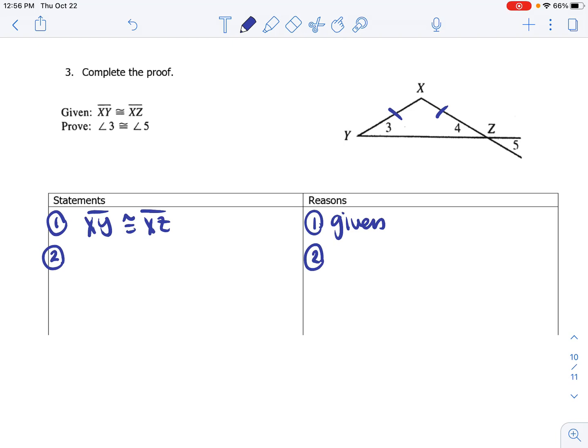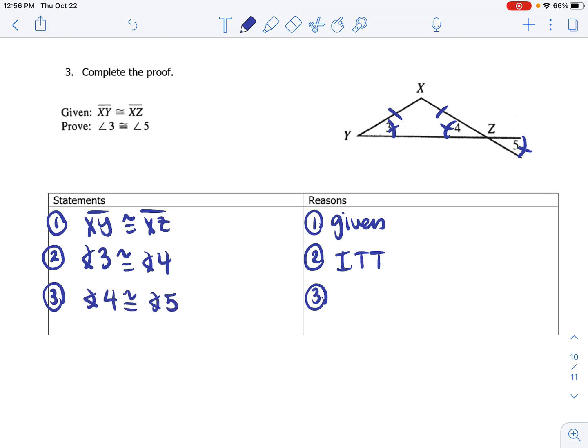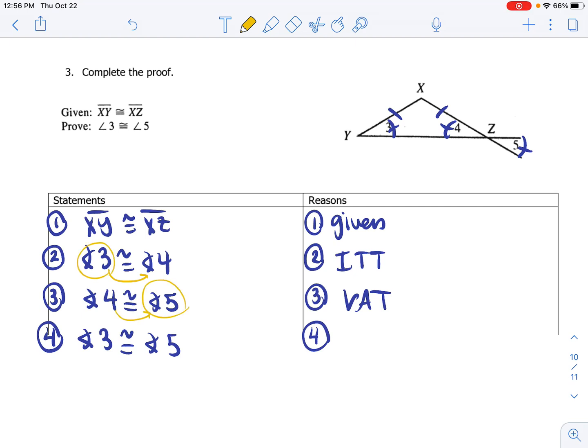So knowing that XY and XZ are congruent, I can prove that angle 3 is congruent to angle 4 because it's an isosceles triangle. And we can use ITT. Okay. We also can prove that angle 4 and 5 are congruent through the vertical angles theorem. And our last statement, angle 3 is congruent to angle 5. If you notice, angle 3 is congruent to angle 4, but then angle 4 is congruent to angle 5. So we can say that these two angles, 3 and 5, are congruent through the transitive property.